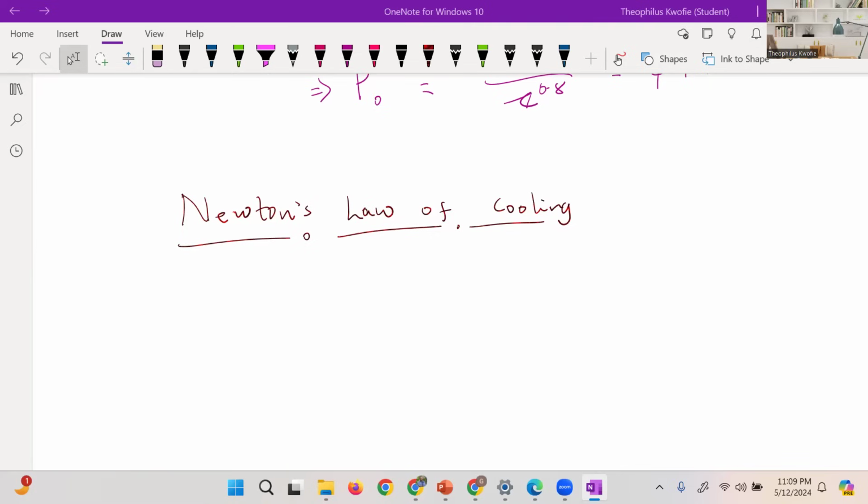I would pick up one or two examples, then we can see how best we can leverage the principles of Newton's law of cooling. Please let's take note. All right, so let's look at what the law is about. Okay, right. So let's move on.